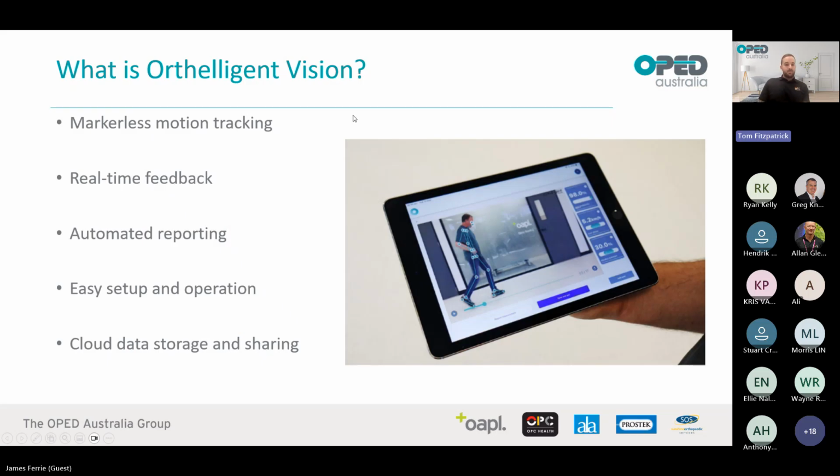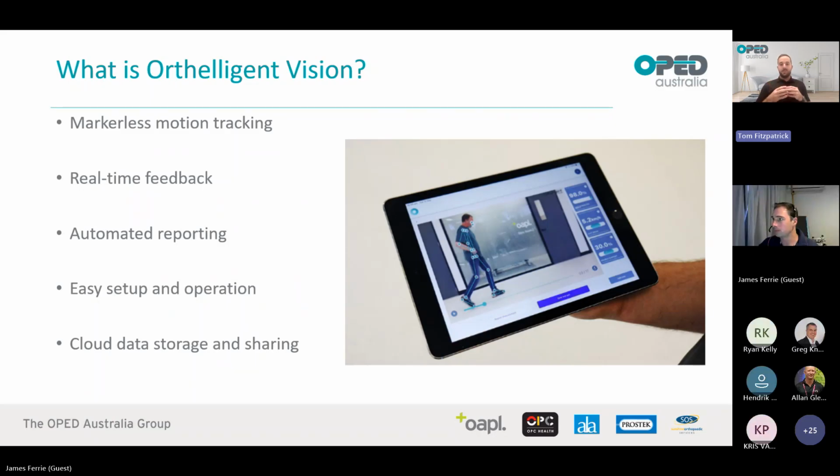A little bit of a snapshot on what Orthelligent Vision is. I will leave a link and I will get in contact with everyone at the end just to send them some information, send them an online education platform that we have here at OPC Health called Tigk, which will take everyone through what the actual system is, how it works.